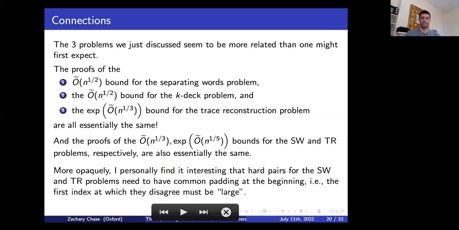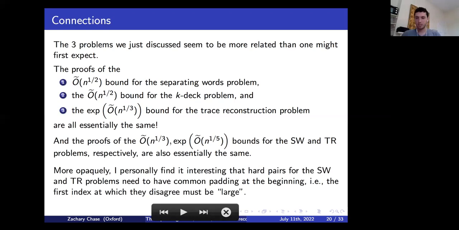And more opaquely, one interesting thing is that for hard pairs for the separating words and trace reconstruction problems, you need to have a common padding, in the sense that you can't have the two strings disagree early on. So if you want to have something like the two more sentence complement be a hard pair for separating words and trace reconstruction, you're going to have to take them and then pad at the beginning and end by some common string so that they don't disagree too early on.